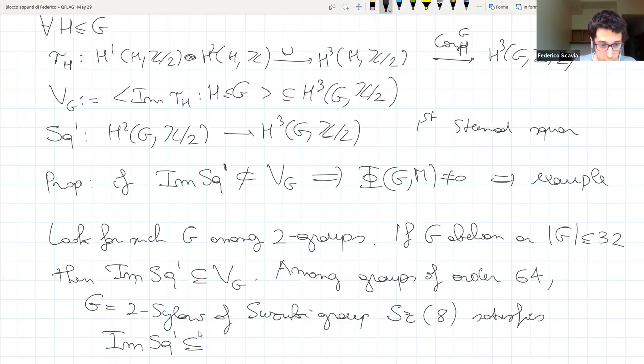And so the example is constructed as follows. One takes G to be this 2-Sylow subgroup. One takes M to be defined by the exact sequence that I wrote above. And then one takes the generic torus over this, split by G and with this character lattice, and then the next example.